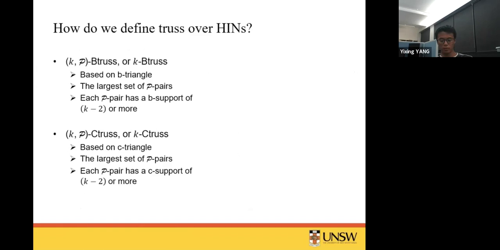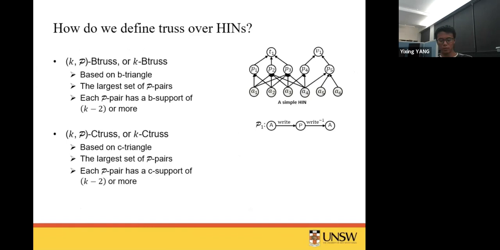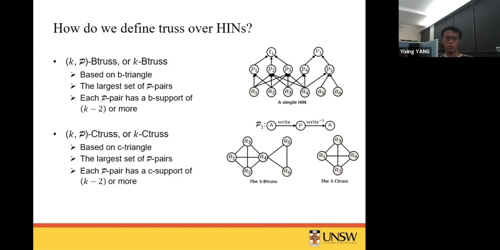Let's see this example. In this example, we have metapath APA, and this one is the 3-B-truss for the simple HIN, and this one is the 3-C-truss for the simple HIN. Please notice that this k-C-truss is contained by the k-B-truss.